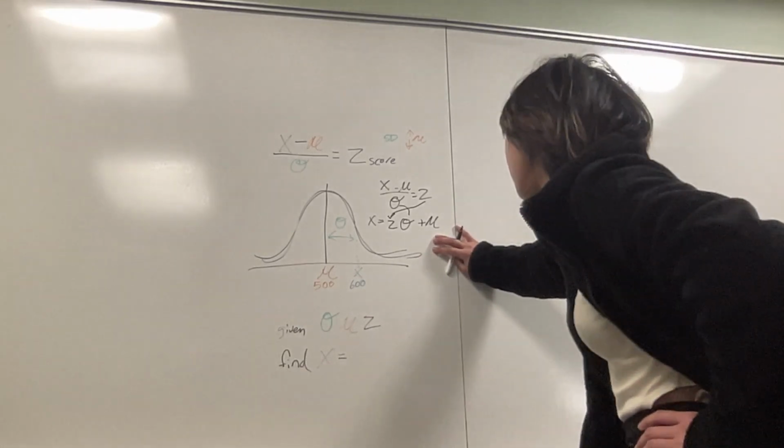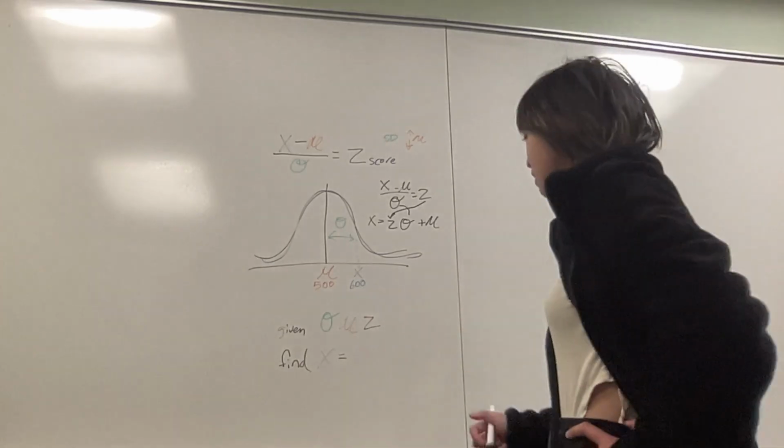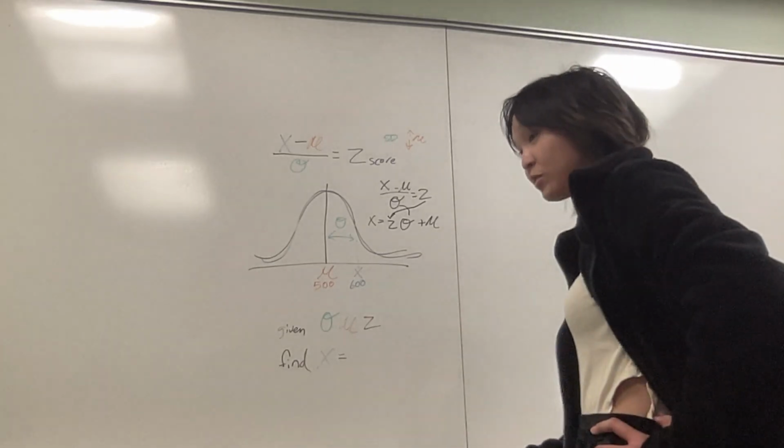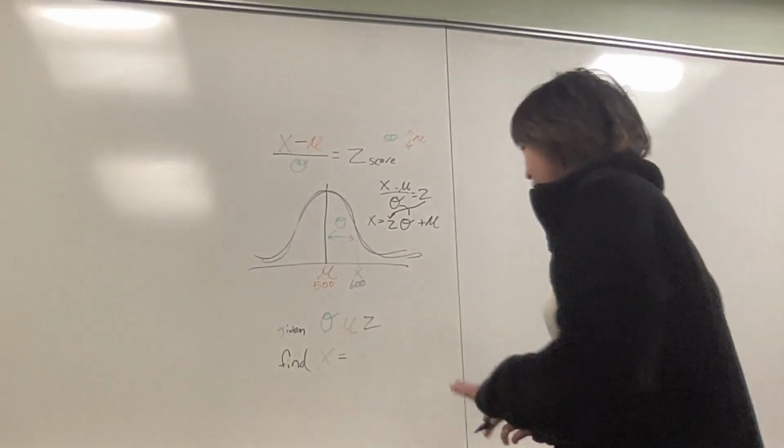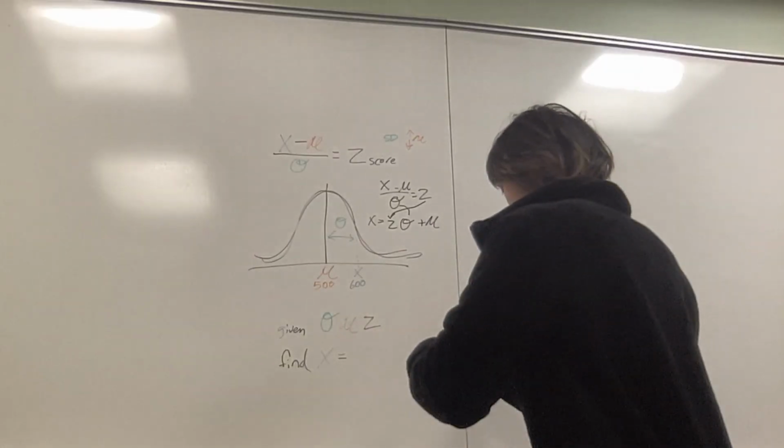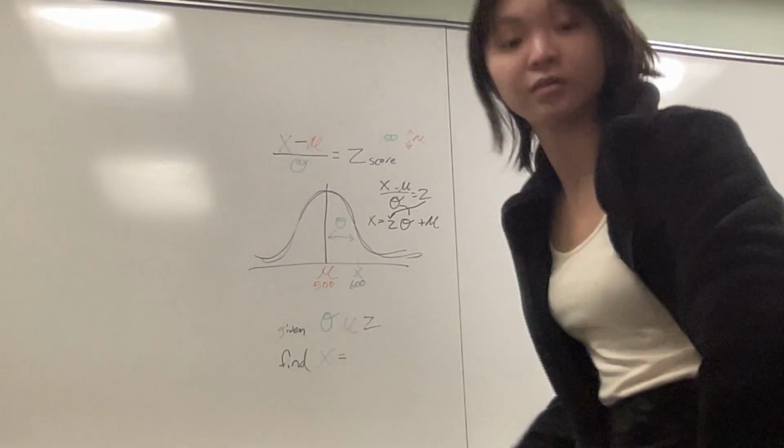And what else? Sometimes she likes it in percentile rank. Sometimes she likes it as area under the curve. I know that's a lot of terms, so I'm just going to go over them right now.